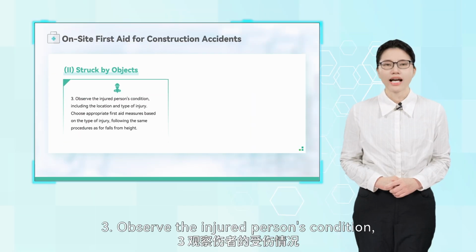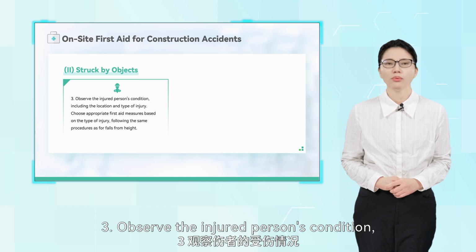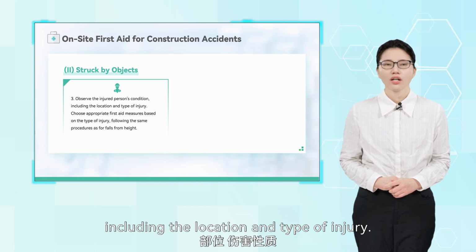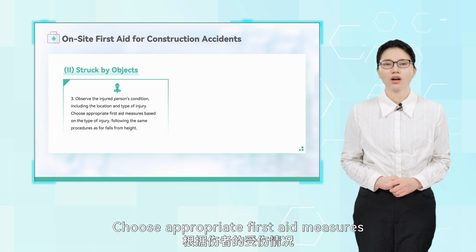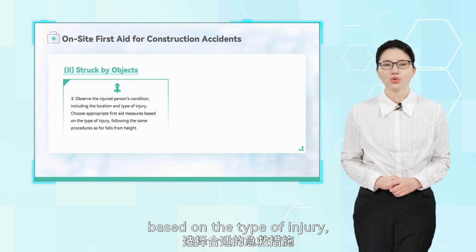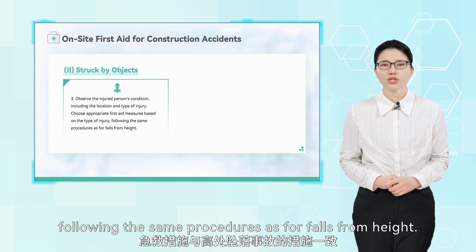3. Observe the injured person's condition, including the location and type of injury. Choose appropriate first aid measures based on the type of injury, following the same procedures as for falls from height.